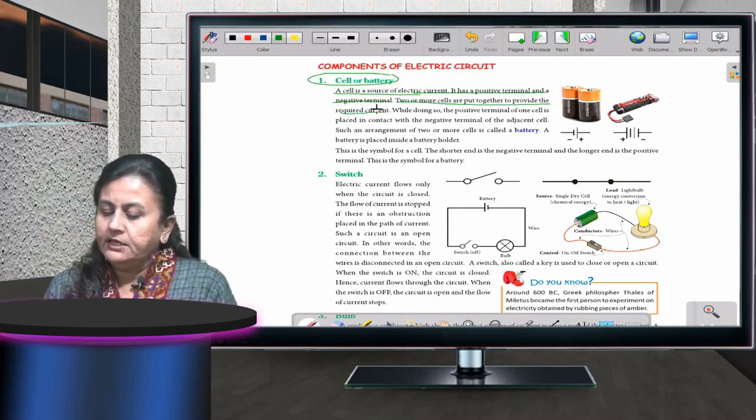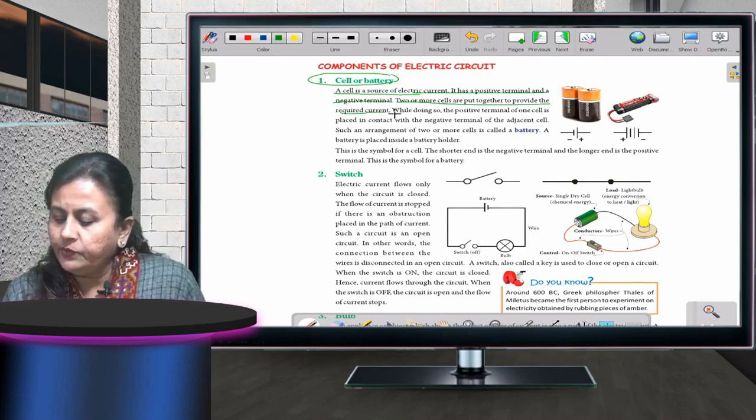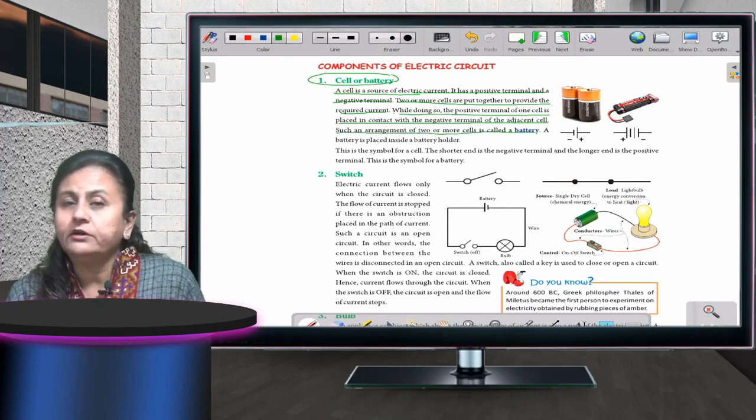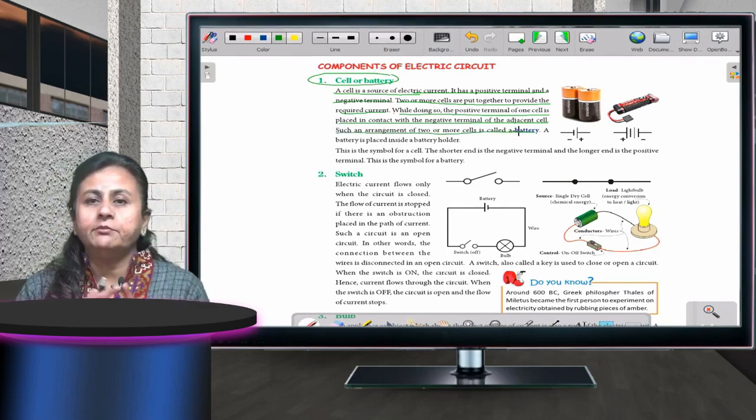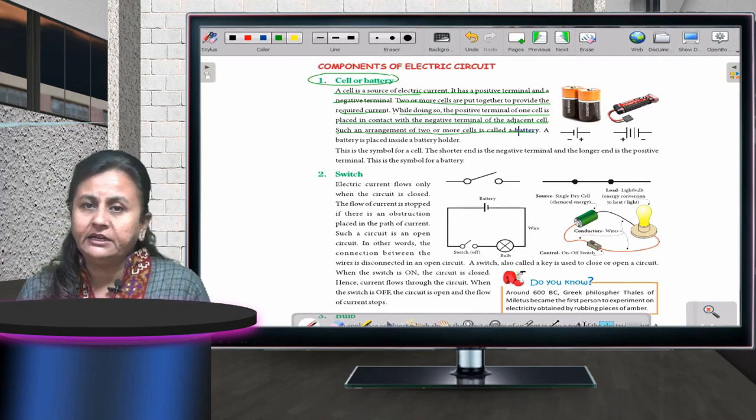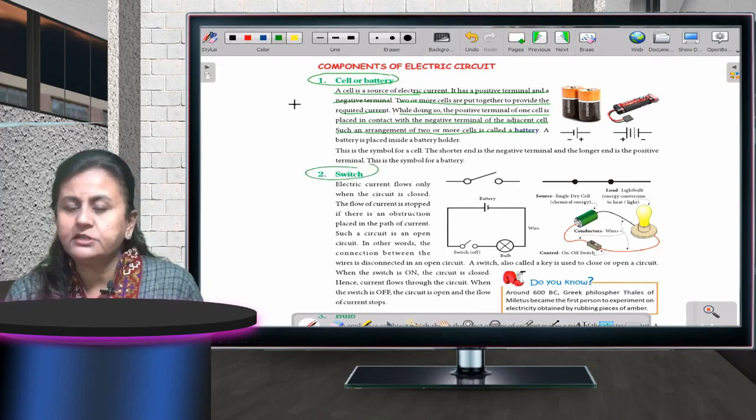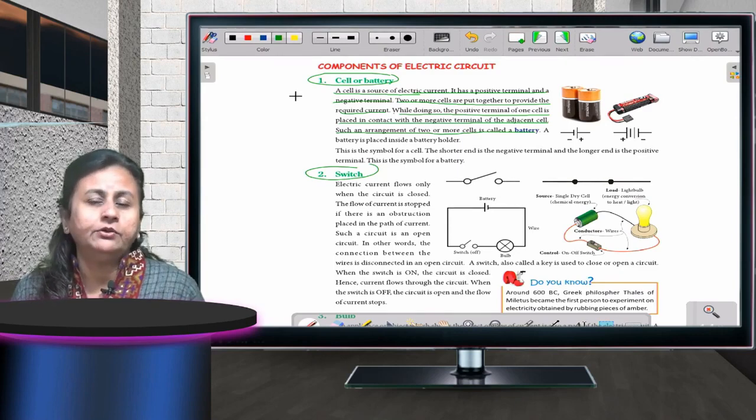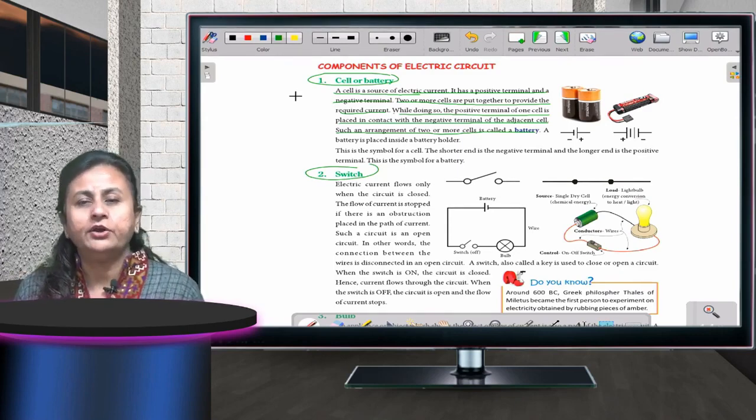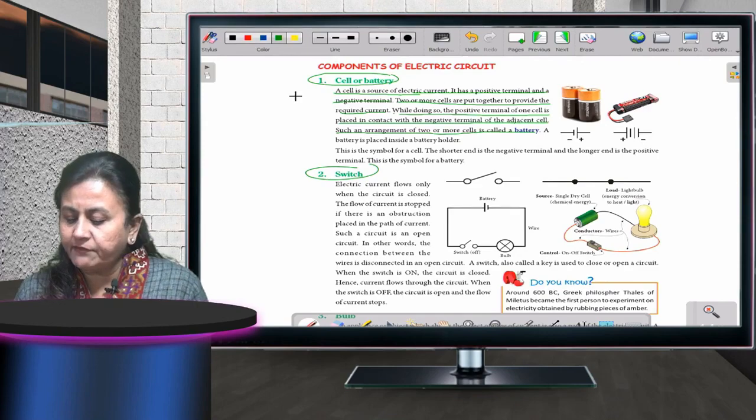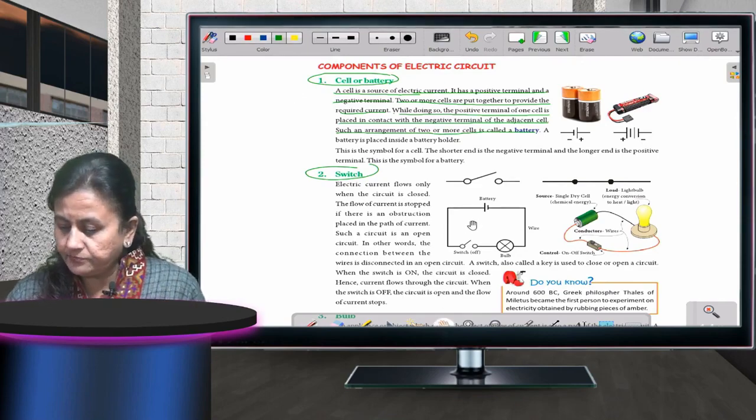Two or more cells are put together to provide the required current. While doing so, the positive terminal of the cell is placed in contact with the negative terminal of the adjacent cell. Such an arrangement of two or more cells is called a battery. Fine children. Now second is the switch. First was the cell or battery, whatever you want you can call it. Second one is the switch.